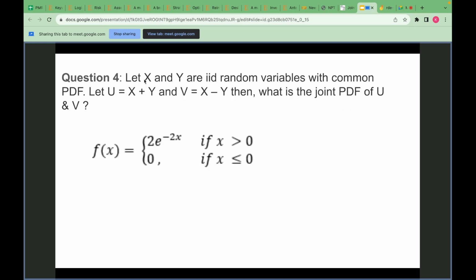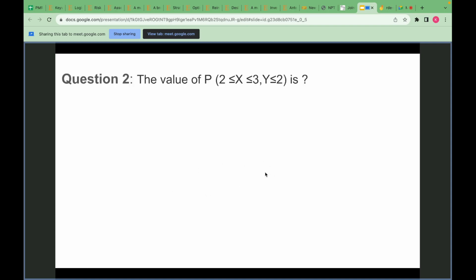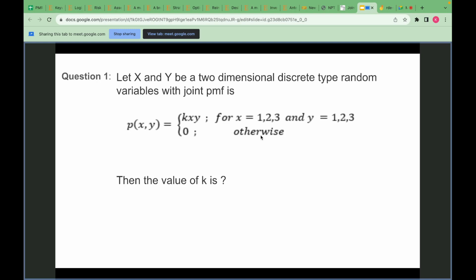Then we also discussed how to find the distribution function of functions of two random variables. Then we discussed how real life problems can be interpreted. This is an illustration of a real life problem where we can use the concept of two or more random variables. This was the basic question.